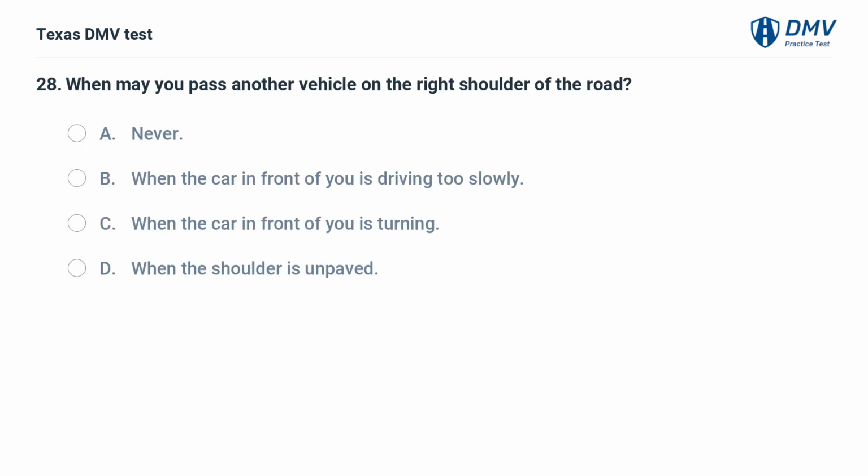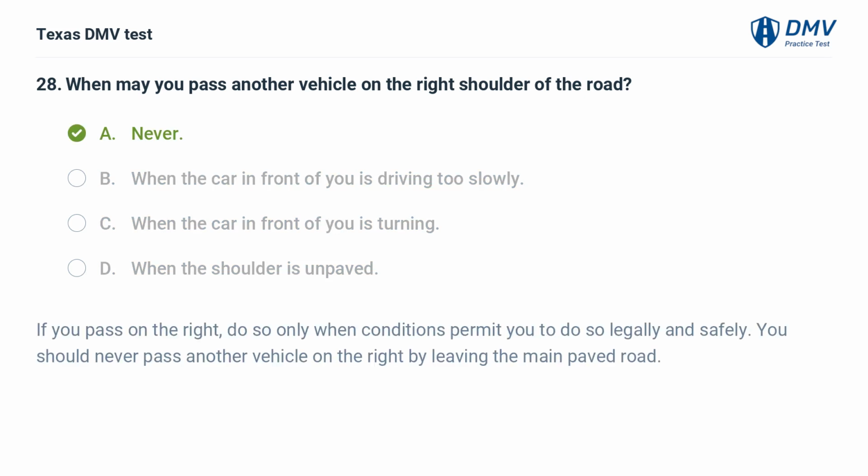When may you pass another vehicle on the right shoulder of the road? A. Never. B. When the car in front of you is driving too slowly. C. When the car in front of you is turning. D. When the shoulder is unpaved.